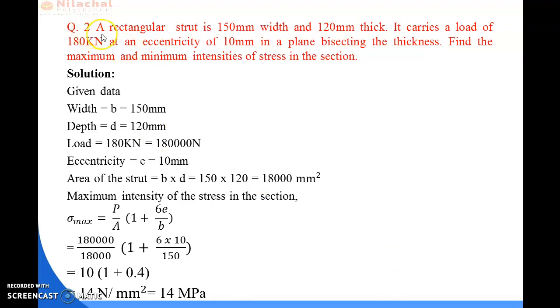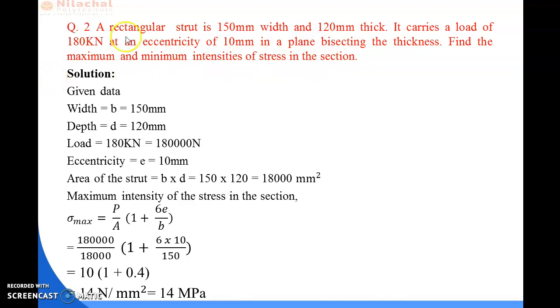So the question is: a rectangular strut is 150 mm wide and 120 mm thick. It carries a load of 180 kN at an eccentricity of 10 mm in a plane bisecting the thickness. Find the maximum and minimum intensity of stress in the section.